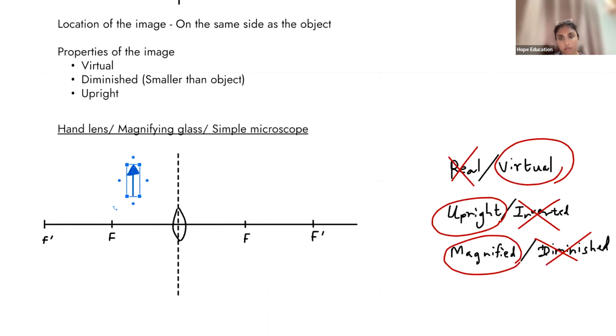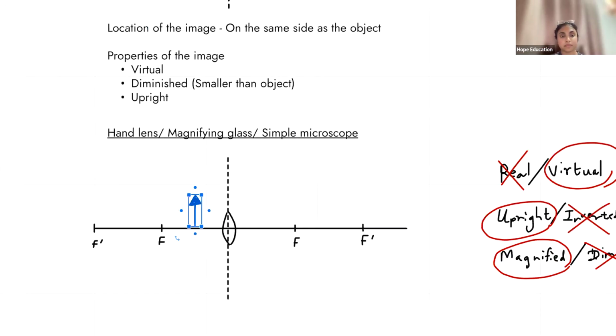Between the lens and the focal point. Is that clear to you? Give me a thumbs up if that is clear.